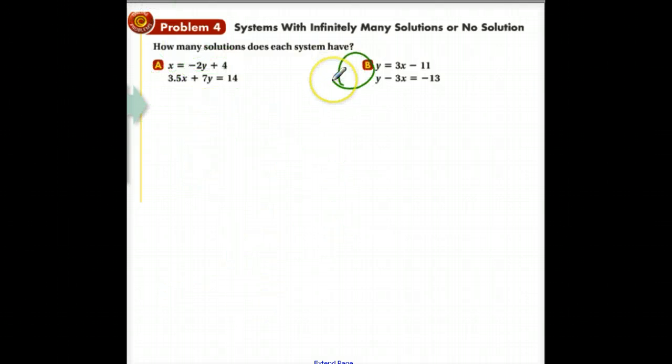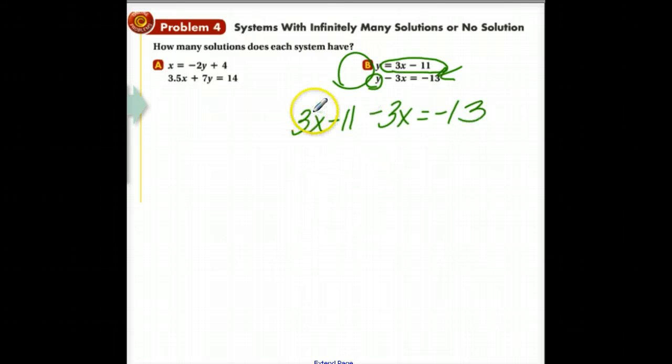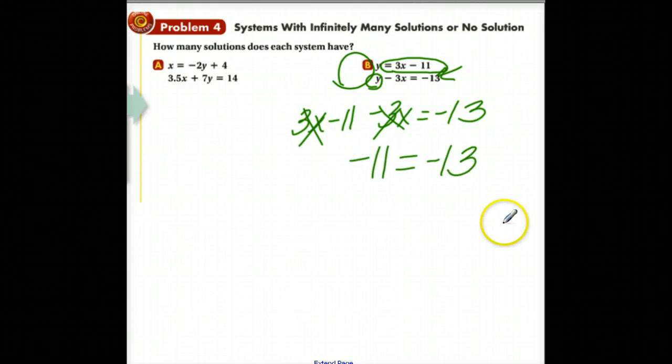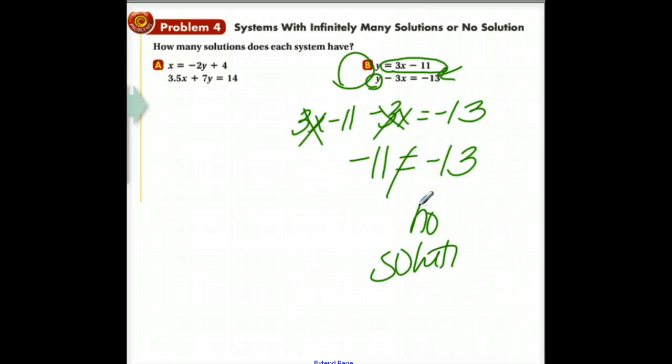Whereas example B looks like one of the equations is already set equal to a variable, so I'm going to plug 3x minus 11 into the second equation wherever I see y. So here we go. 3x minus 11 minus 3x equals negative 13. Well, 3x minus 3x cancels out. I'm left with negative 11 equaling negative 13. In this case, when your variables disappear from the equation and you're left with two numbers set equal to each other, but those numbers do not equal each other, this system has no solutions.